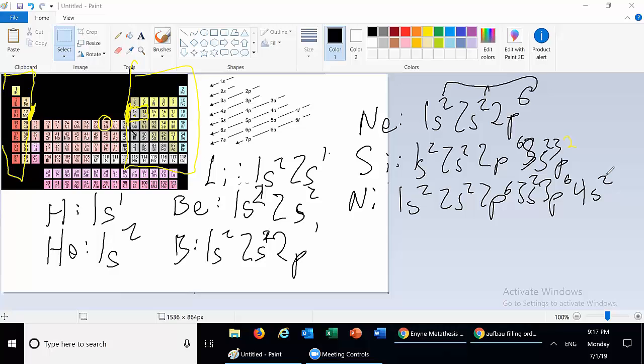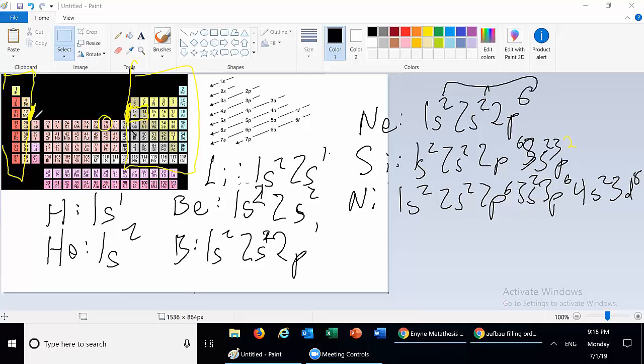And then how many d electrons are there? So we start from scandium and we count up from scandium. So 1, 2, 3, 4, 5, 6, 7, 8. Right? And that's the number of 3d electrons.